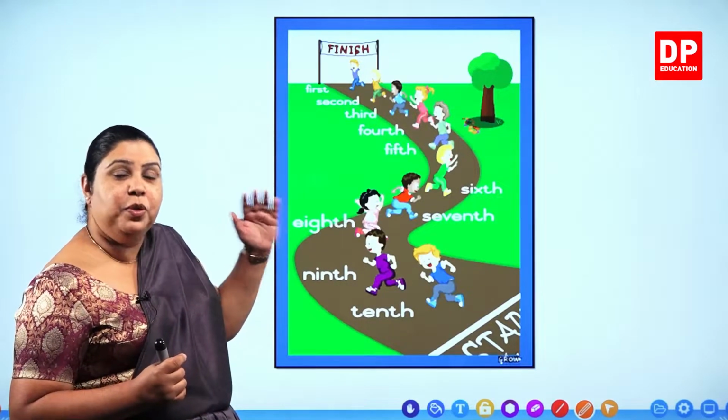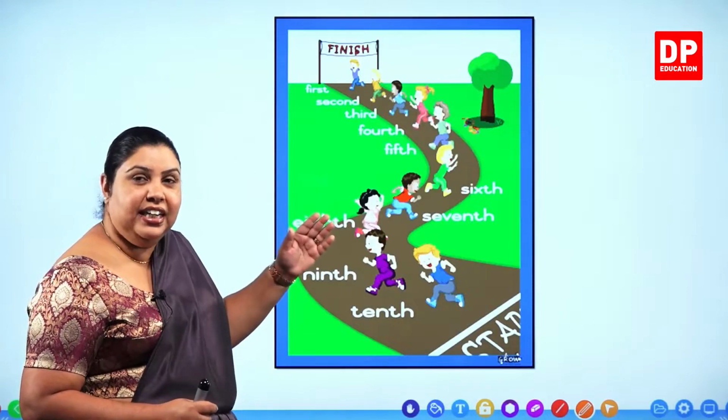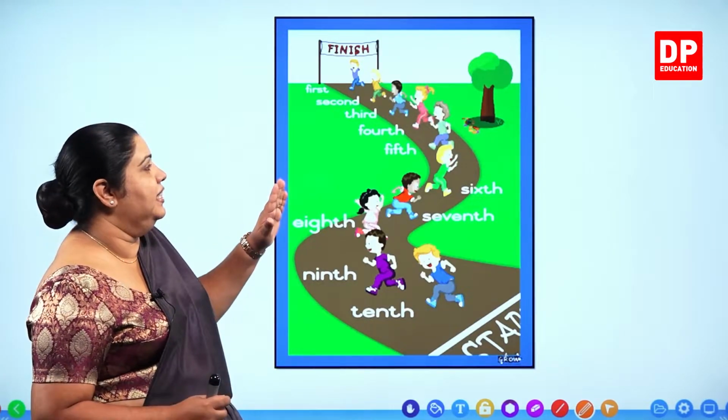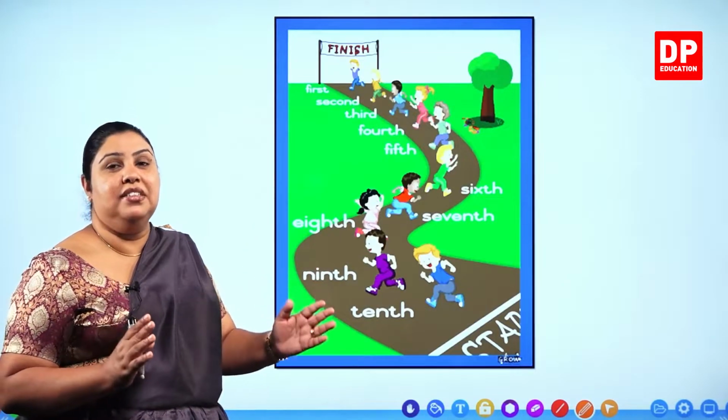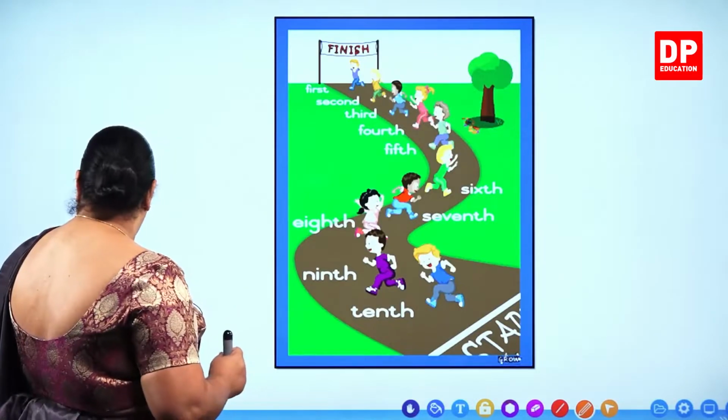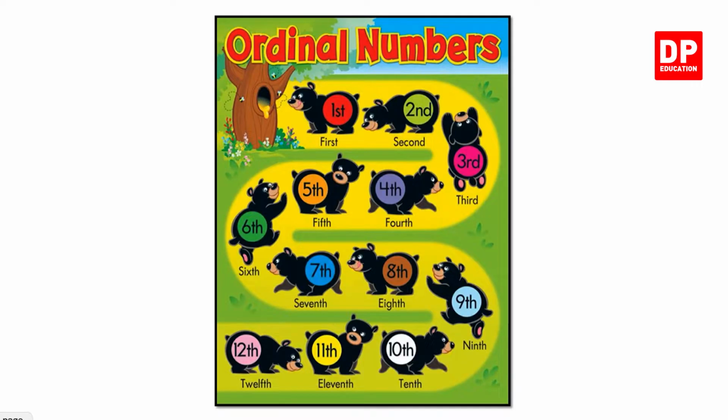You have to give the position. First, second, third, fourth and so on. So when we run a race, we always get that position saying first, second, third and fourth. Okay? Right. Now let's take a look at the next picture.